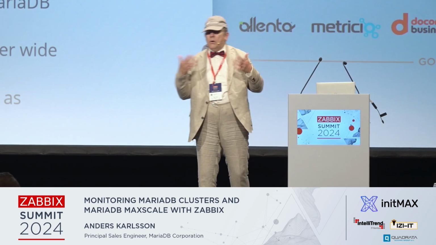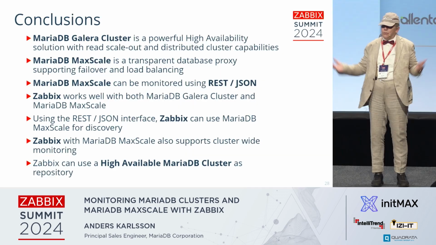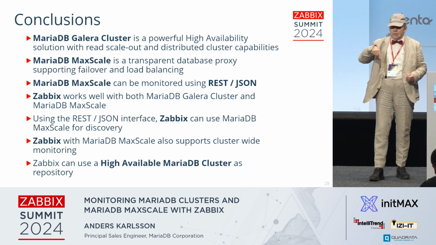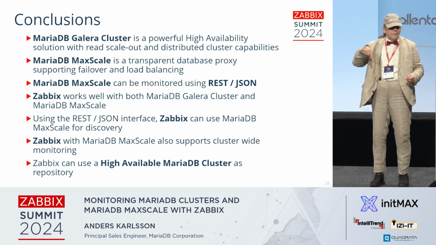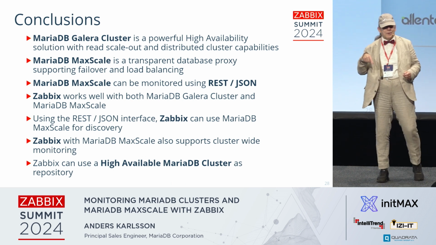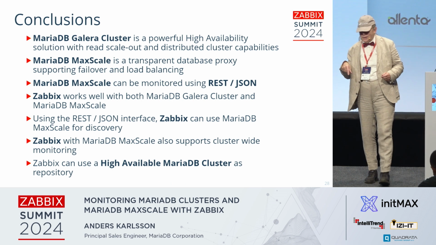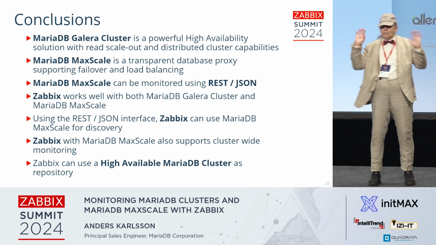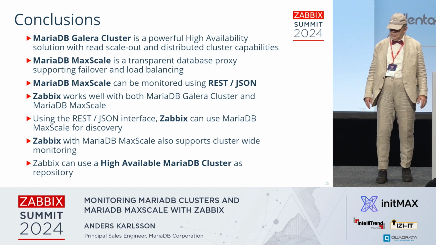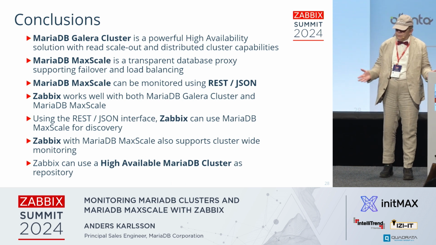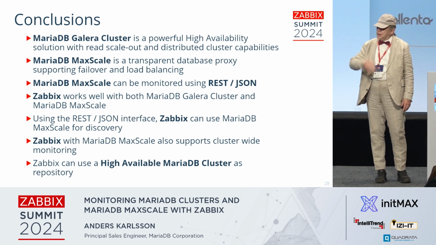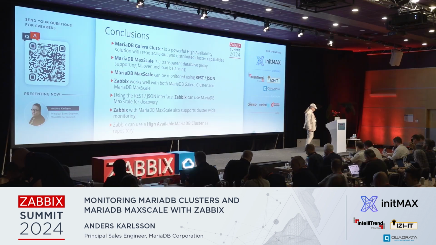When you're monitoring, which is what we're talking about here, REST JSON is the way to go. If you ask me, I think the Zabbix agent should be able to run HTTP, right? I don't know why it can't. Why do I have to run HTTP from the Zabbix server? Don't ask me. I think that is stupid. But I'm here at the headquarters of Zabbix, so I'm not going to say more about that if I say something bad, right? Zabbix can use MariaDB and MaxScale for discovery, and you can use a highly available MariaDB setup with MaxScale as a repository for Zabbix.